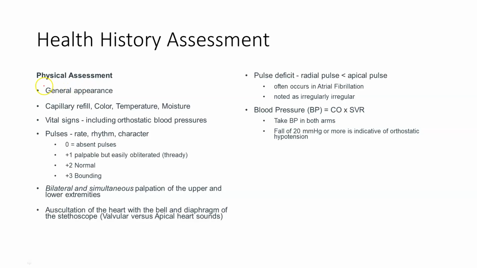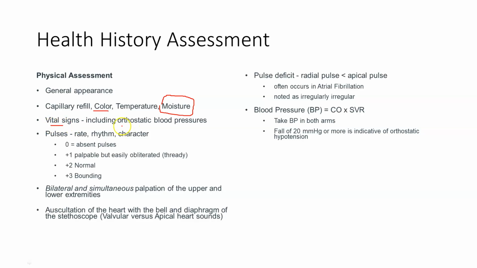Okay, we're going to then move on to their general appearance. Check for capillary refill, their color, temperature, and moisture. Color, it's usually in cardio, it's red, white, or blue. We want somewhere in between those colors. So red is usually erythema, blue is cyanosis, white is pallor. Are they sweating or are they diaphoretic because they're having chest pain?